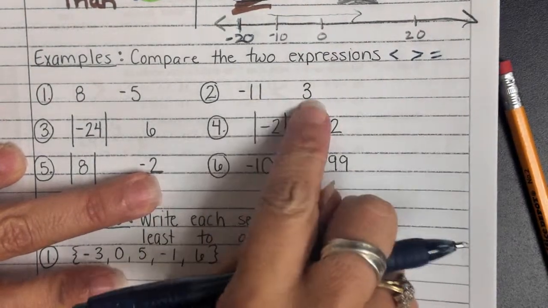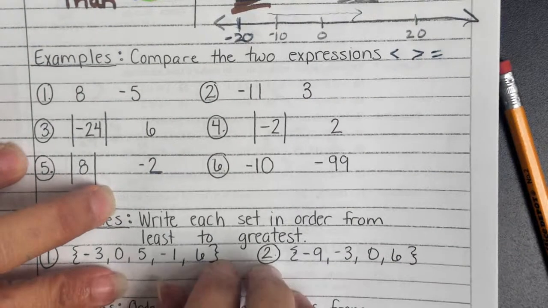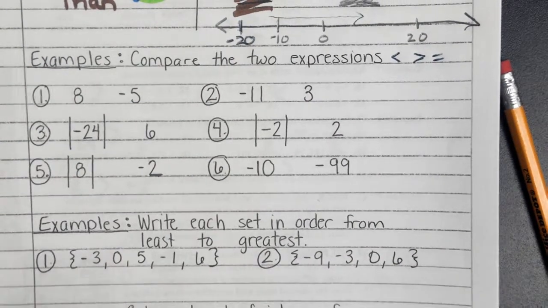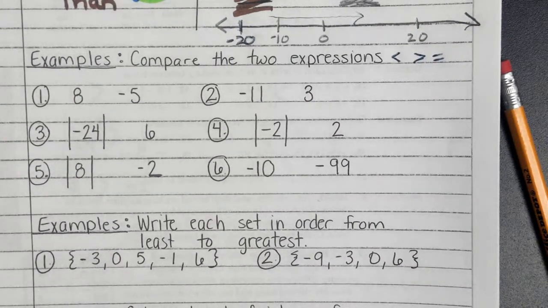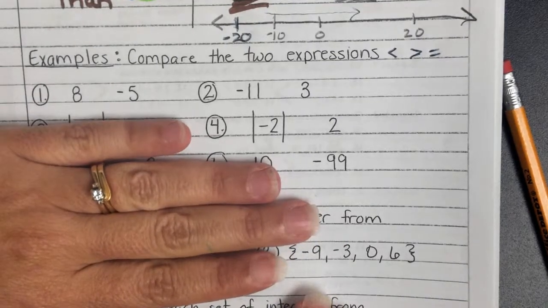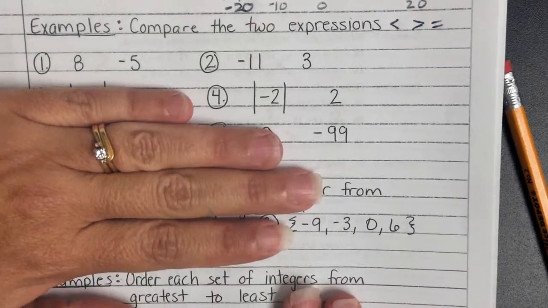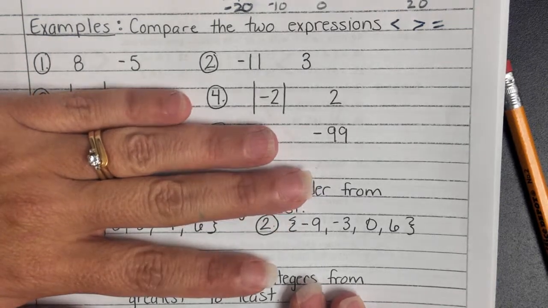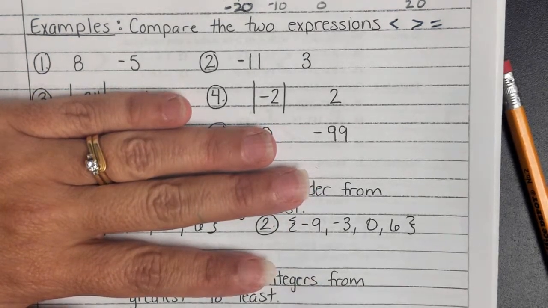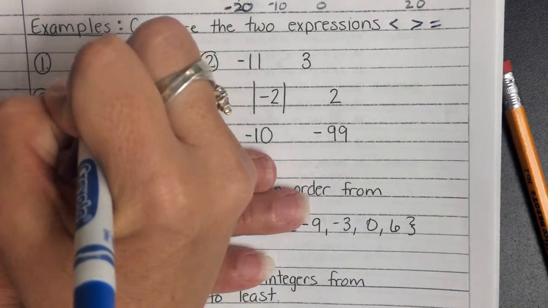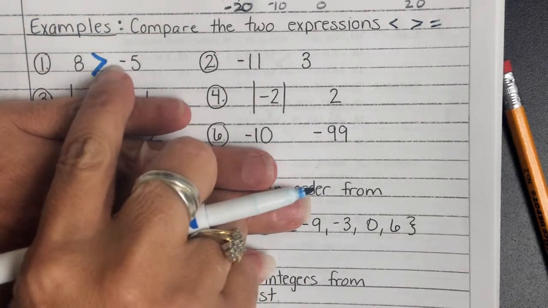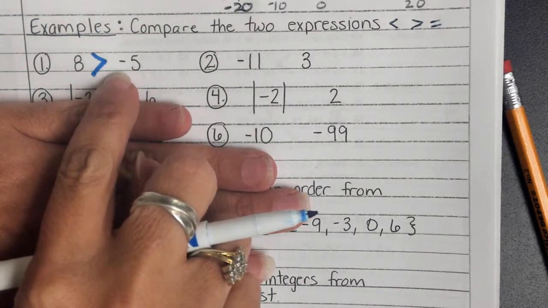Expressions just meaning numbers, and sometimes it could be a math problem. I mean, it could be comparing two math problems. Okay, so number one, we have 8 and -5. Which one is bigger? 8, yes. So check your side. Make sure you made it face the same way I did.